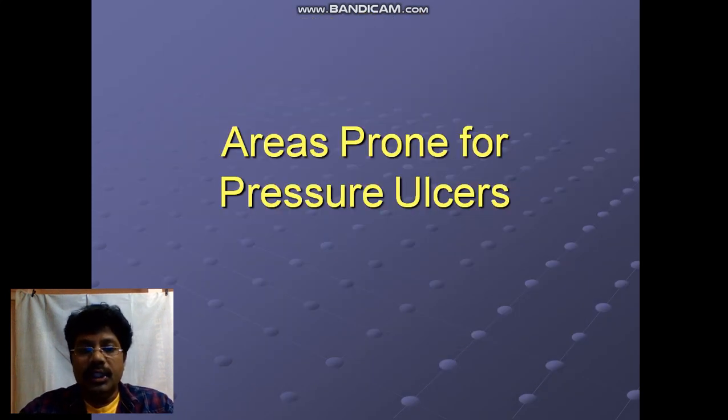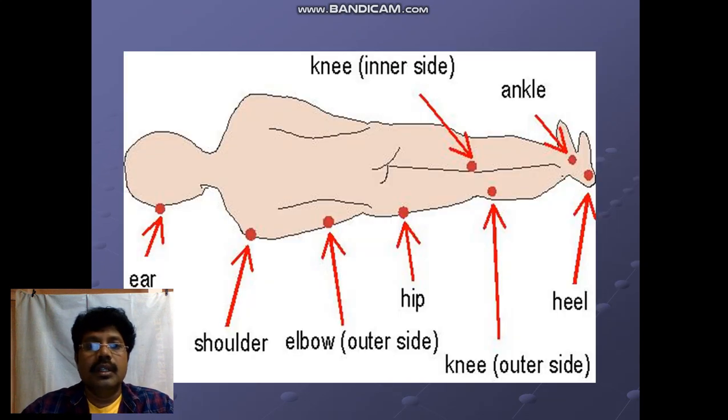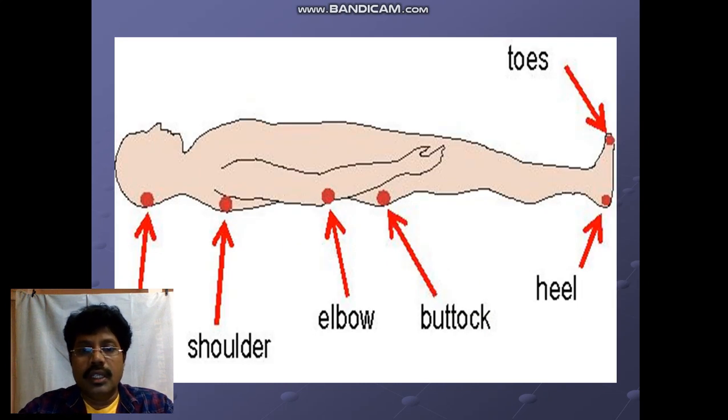Areas prone for pressure ulcer: these are all the places in the left lateral position, especially the edges of the ear, shoulder, elbow, the hip joints, heels, and ankles are the common places for the pressure ulcer. In this supine position, you can say that head, shoulders, elbow, buttock, heel, and toes are more common for the decubitus ulcer.